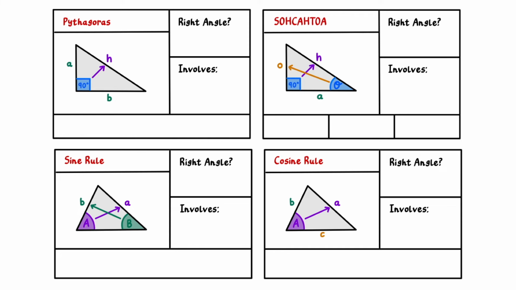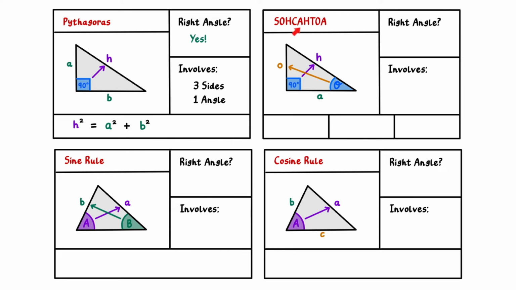Let's begin by overviewing and analysing each of our 4 methods. Pythagoras' theorem states that in a right-angled triangle with a hypotenuse of length h and lengths of a and b for the other 2 sides, we will have h squared equal to a squared plus b squared. This method can only be applied to right-angled triangles. Our diagram involves 1, 2, 3 sides and 1 angle, namely the 90-degree angle.